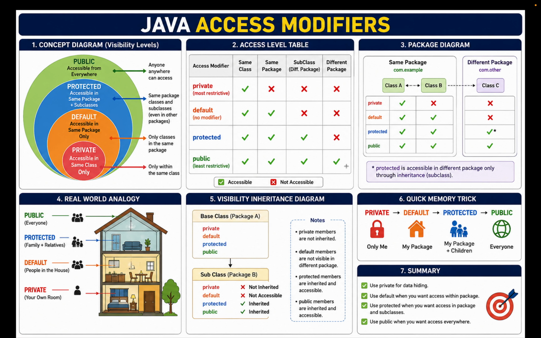Hello everyone. In this session we will understand Java Access Modifier. It is also called class visibility. So in Java there are four types of access modifier. They are public, protected, default and private.